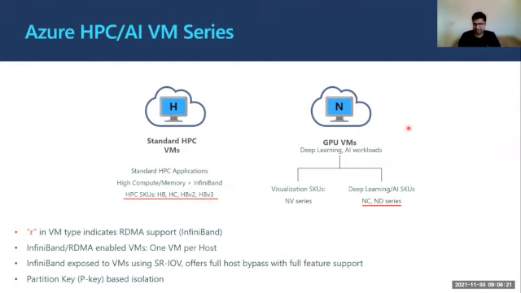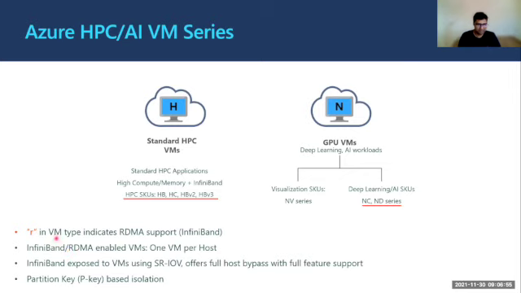And the N series is basically the VMs with accelerators. It can be classified into two again. The visualization SKUs, which is the NV series, where your typical workload is maybe a single node. And the deep learning or AI SKUs, or even HPC SKUs, that's the NC or ND series, where we have accelerator plus high-speed network.